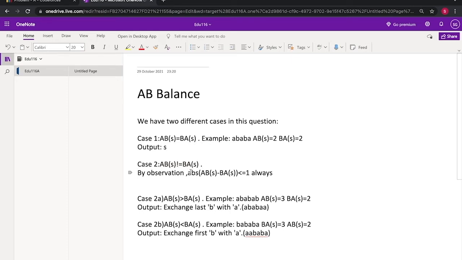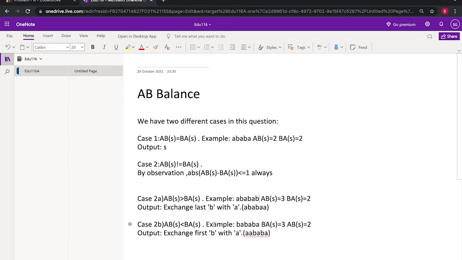By observation, we can see that the number of occurrences cannot differ by more than 1. So if the number of occurrences of AB is more than BA, this can only be in such a case that the string starts with A and ends with B. In this case, we'll try to reduce the number of occurrences of AB. For this, we'll change this last B to A. So the number of occurrences of AB will reduce by 1 and they will become equal.